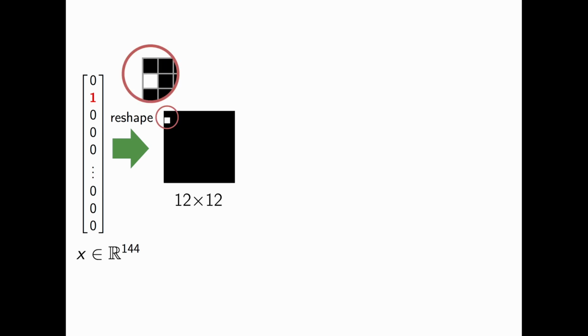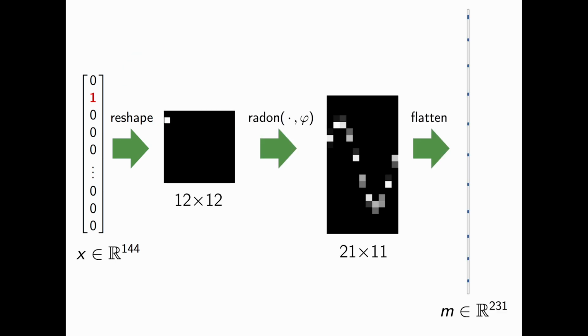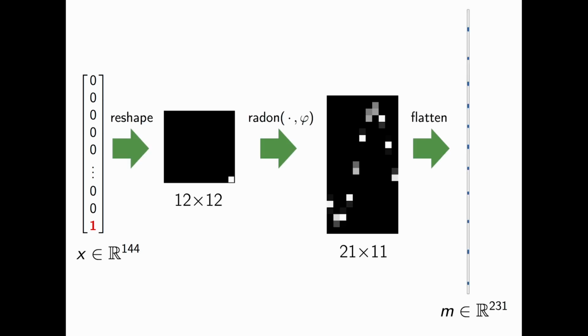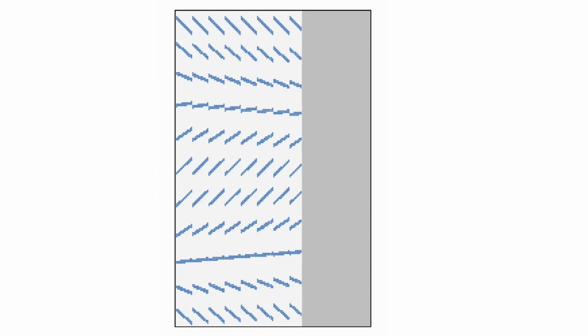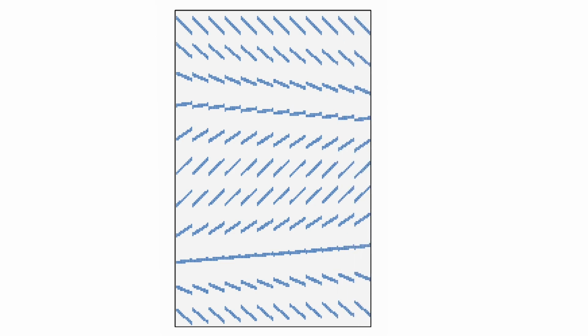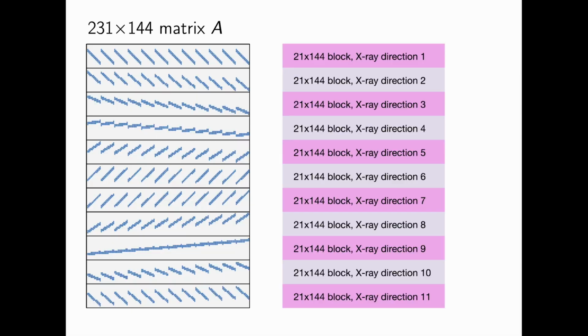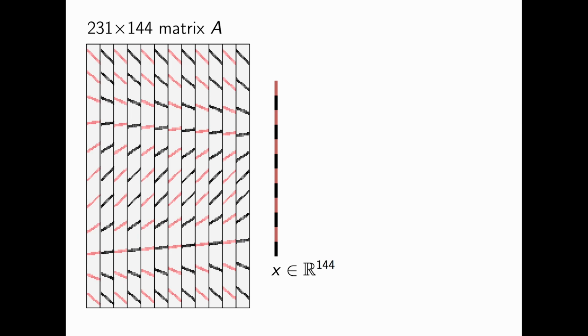We continue with the second unit vector, giving us the second column of A. Going on systematically takes us finally to the last column. Looping over the columns constructs the whole matrix for us. Now that we have our matrix A constructed, let's take a look at the block structure it has. There are 11 flat and wide blocks, one for each measurement direction. There are also 12 thin and tall blocks corresponding to the columns in the image matrix.